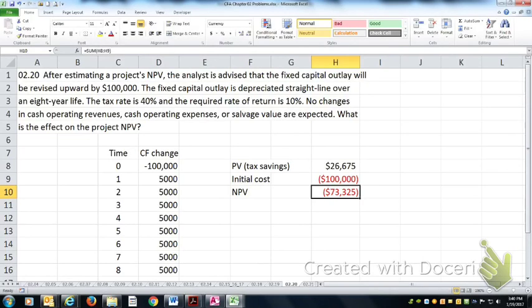essentially at a 0% discount rate, it would have meant that it would have shaved $100,000 off the NPV. And that's what we're saying. The $100,000 decrease in NPV is offset by the value of the tax savings, so that the net effect is only a reduction in the overall NPV of $73,325.